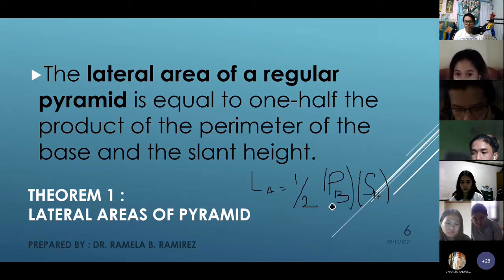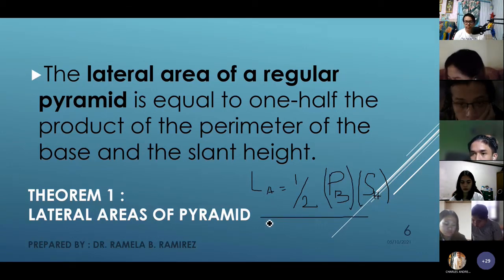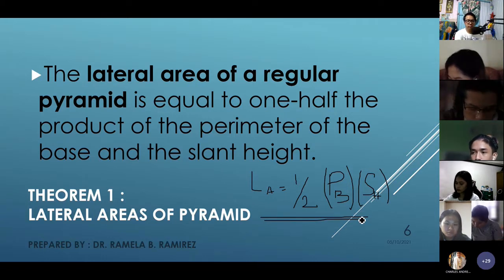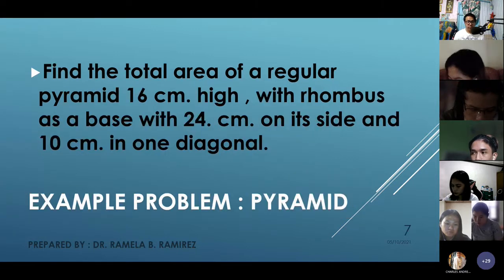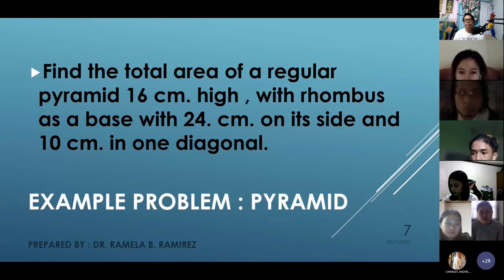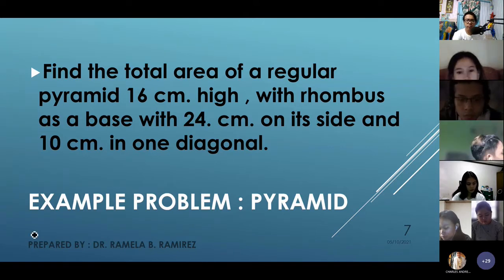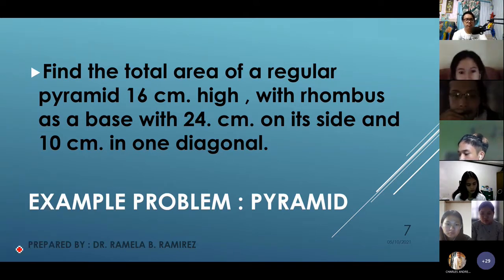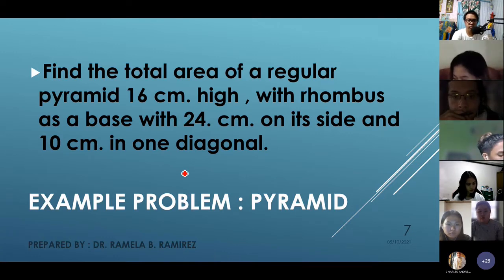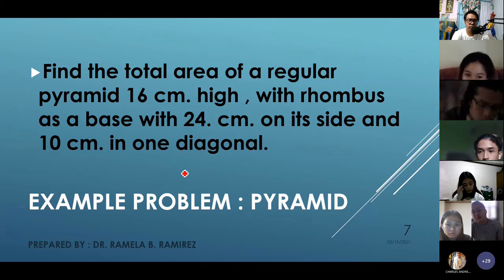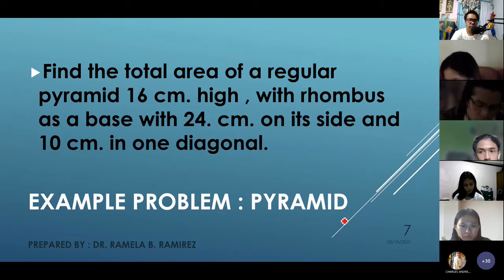So you have this as the formula for the lateral areas of the pyramid. Okay. So let us try solving one problem here. We are going to find the total area of a regular pyramid, which is 16 centimeter high, with a rhombus base. Okay. The base is a rhombus. The side is 24 centimeter, and it has a 10 centimeter in one diagonal.